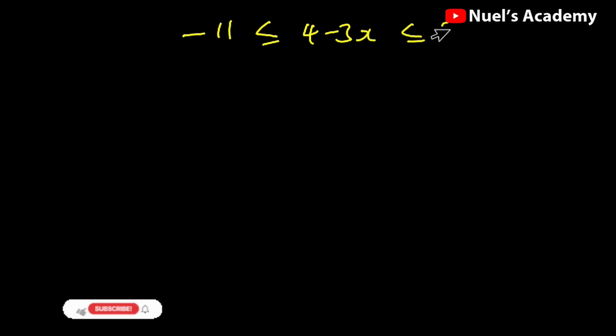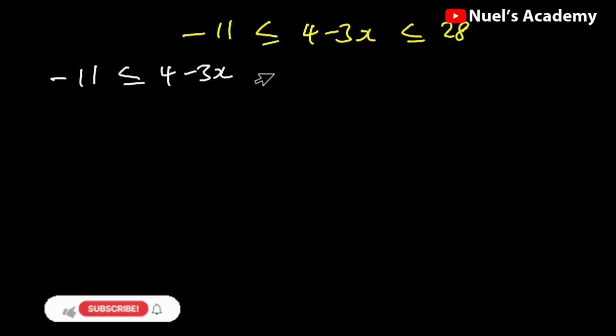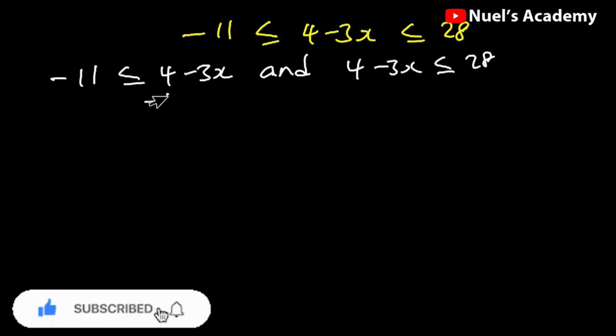Negative 11 is less than or equal to 4 minus 3x, then less than or equal to 28. So I want you to pause this video and try this question and know if you get it. So let's continue. Let's split the inequalities as always. So negative 11 less than or equal to 4 minus 3x, and then 4 minus 3x is less than or equal to 28. So let's subtract 4 from both sides.